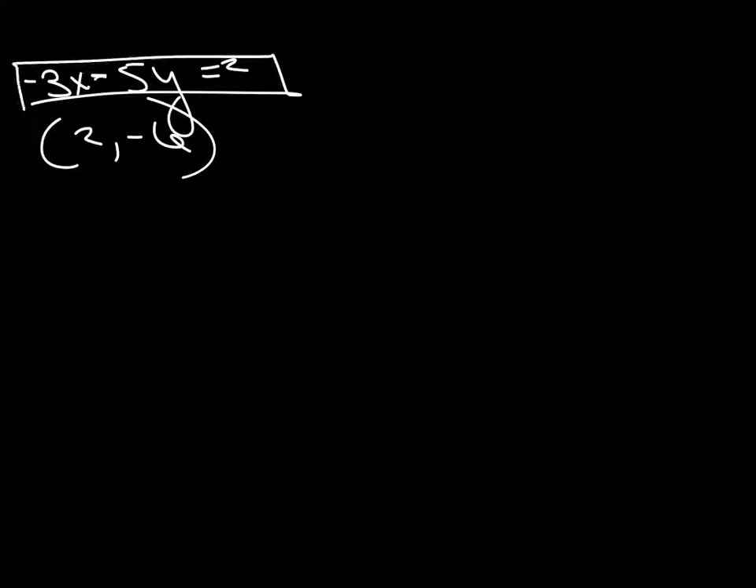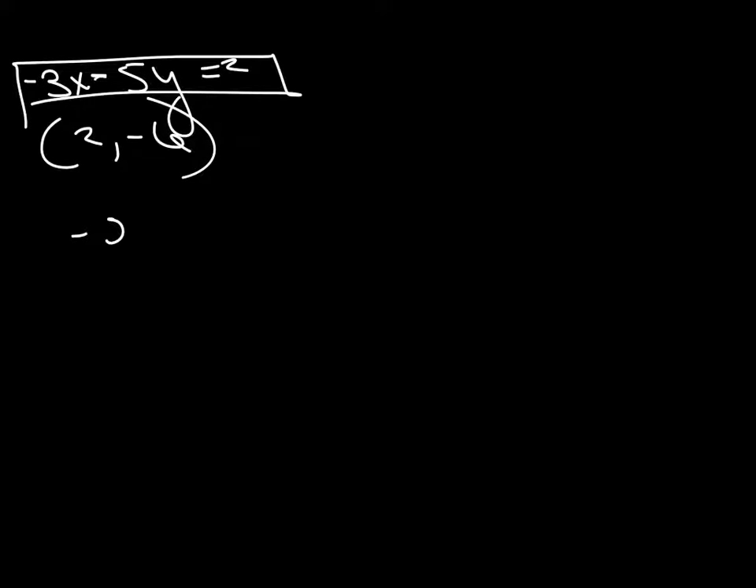So the equation is negative 3x minus 5y equals 2, and the point is (2, -6). So let's go ahead and see what we're going to do. They want us to find the equation. First of all, we have to find the slope of this equation, because the slope of that equation is going to be flipped upside down and given the opposite sign, and that will be the slope of our new equation.